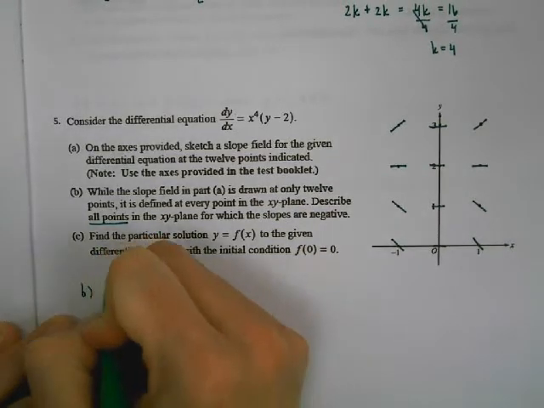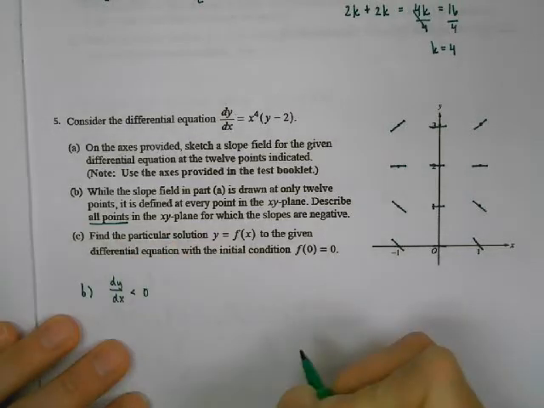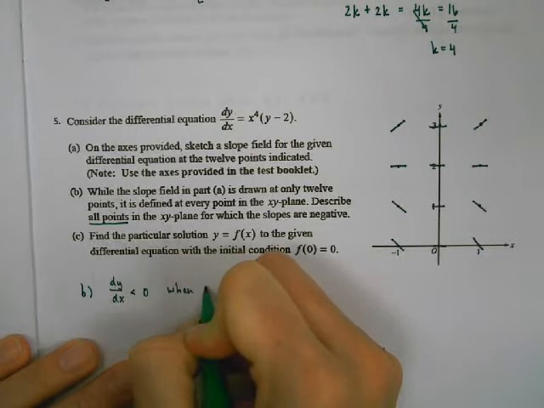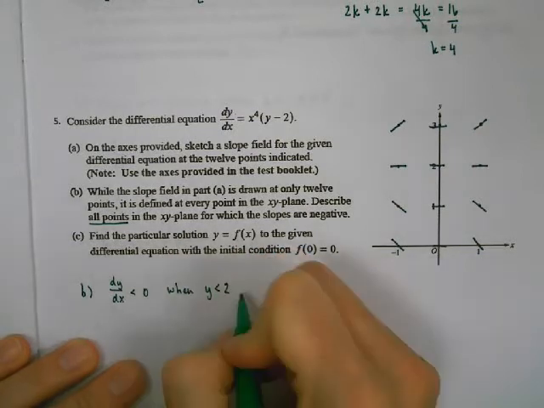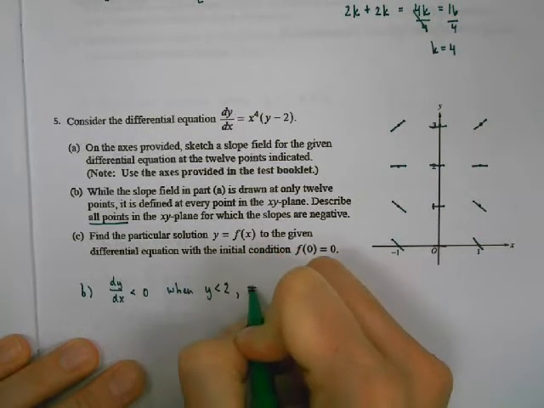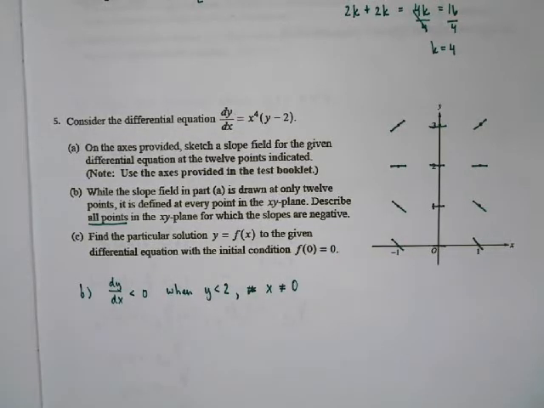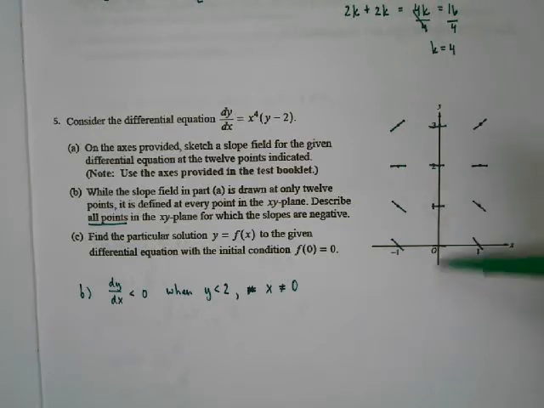So I'm going to say dy/dx is less than 0 when y is less than 2, and x is not equal to 0. Those are my two conditions that'll get me a slope less than 0. Y less than 2, so under this line, and I'm excluding these points where x equals 0.